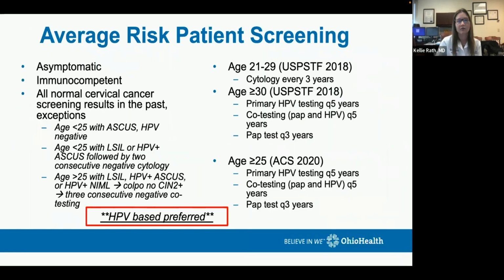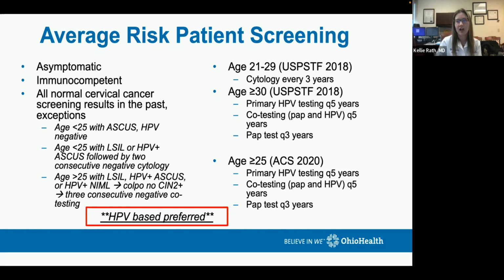And when we think about screening, we want to think, what is the risk of our patients? So patients that have an average risk are patients that don't have any symptoms. So no irregular bleeding, no pain, and a normal exam. That they're immunocompetent, they don't have any immunosuppression based on diseases or medications that they're taking, and that they have a history of all normal cervical cancer screening in the past, and they have not had any excisional procedures to treat a precancer. And so we want to start at age 21 with cytology alone.